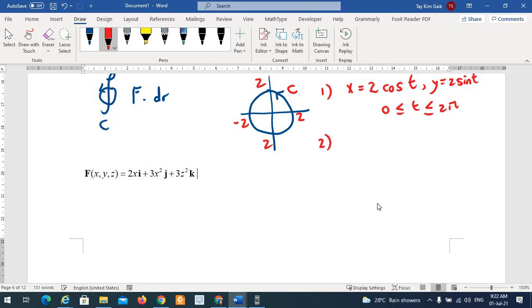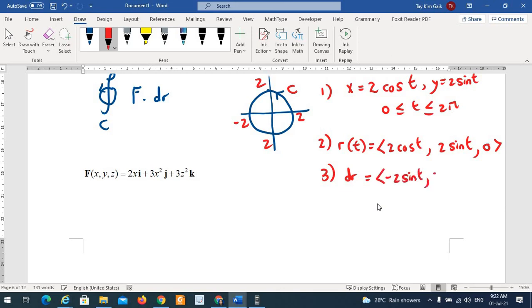From the parametric equation, you put it into r(t). Component i is x, which is 2 cos t. Component j is y, which is 2 sin t. The curve is on the xy plane, that's why component k, z, is 0. And then you find dr. dr/dt, you have negative 2 sin t, 2 cos t, 0. dt you bring to the other side. So you obtain your dr already.